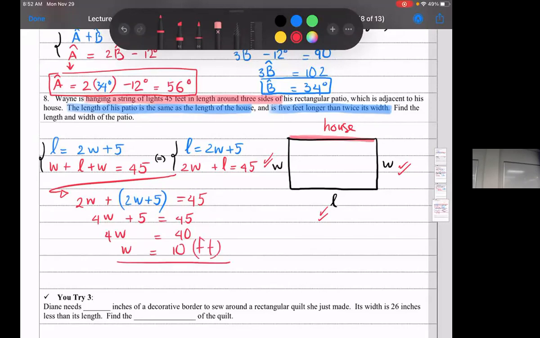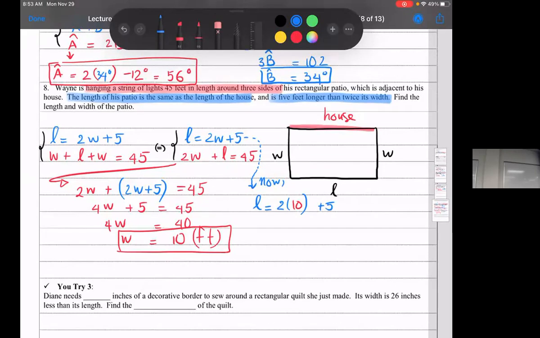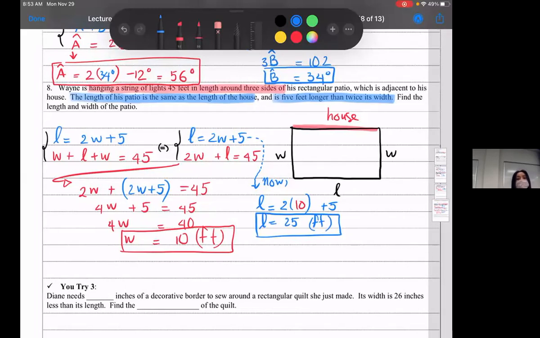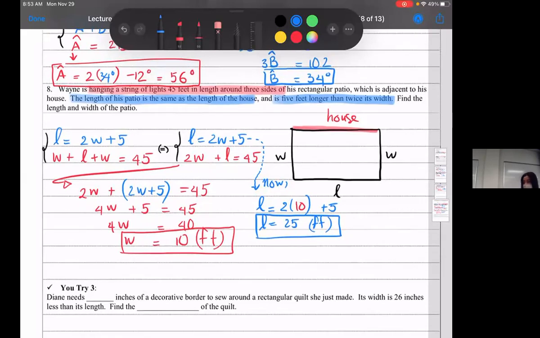Feet. 10 feet. And then you want to solve for the length. L equal 2W, which is times 10, plus 5. 20 plus 5, 25 feet. You're done. Do you have any question before I close up this section? So we're done the session.